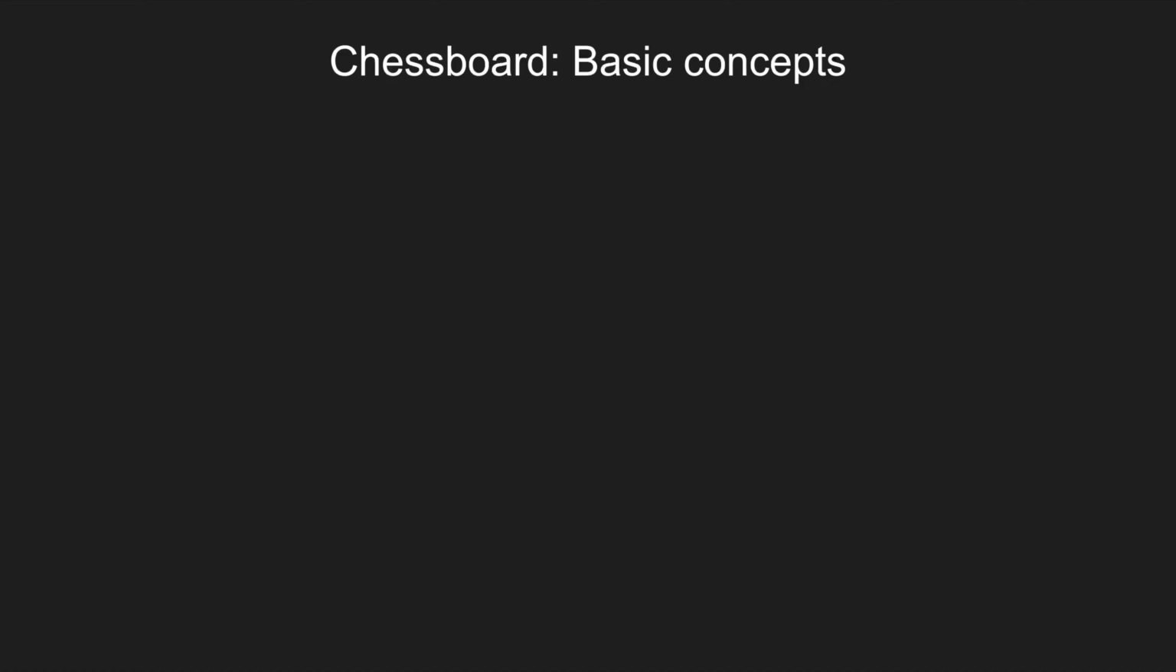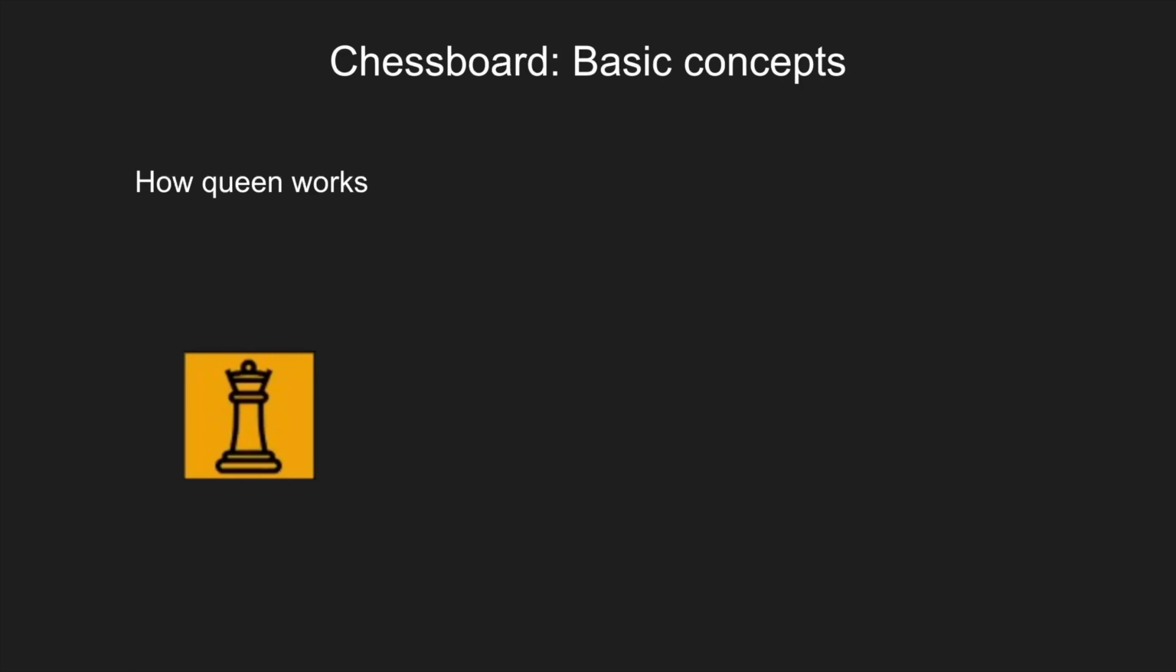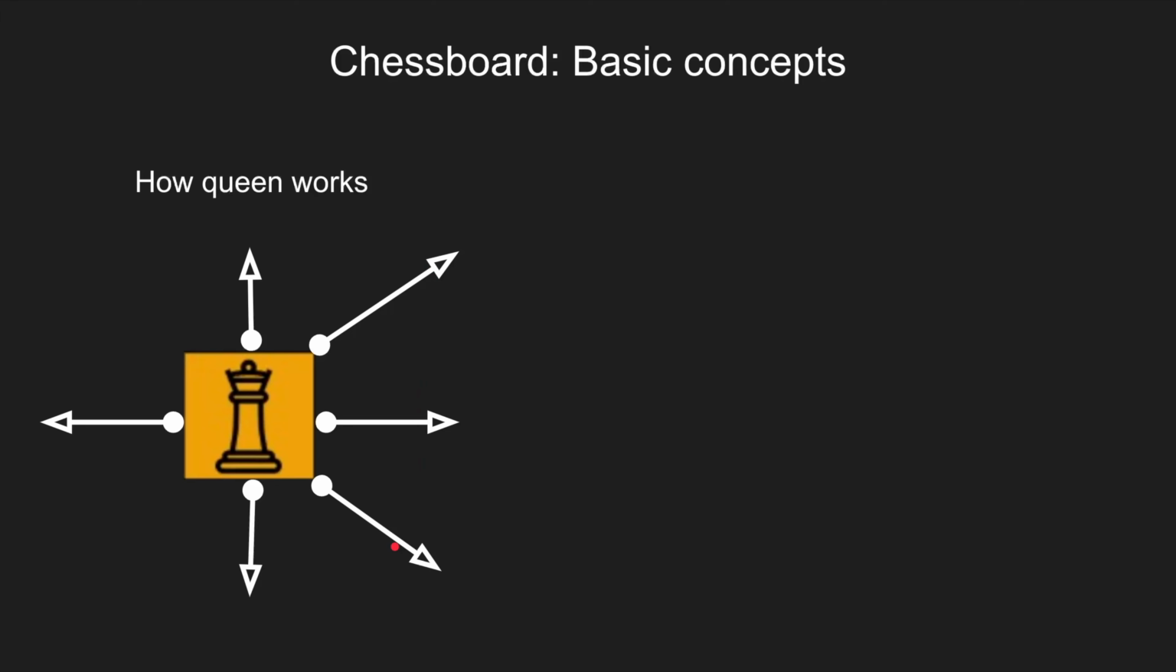At the end, we will summarize whatever we understood and how we implemented. Next, we will understand the chessboard and its basic concepts. Let's understand how a queen works. If we place a queen in any position, she can attack horizontally right side, horizontally left side, vertically upward, vertically downward, diagonally upside right, diagonally right side down, diagonally left side down, and diagonally upside left.